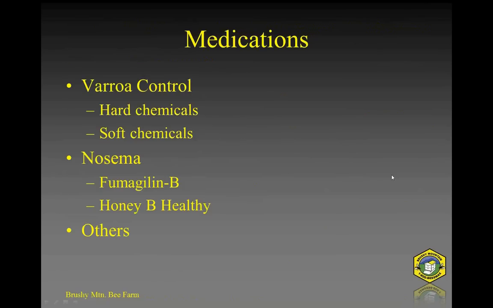So let's first talk about some of the things that are out there. Let's talk about Varroa control. There's two general classifications of medications, and I would argue, although we're not going to talk about it this evening, that there's actually three. That gets back to that spectrum I was referring to earlier, where you've got your hard chemicals at one end, and we'll discuss those in a second, things like Apistan, Checkmate, Apivar.